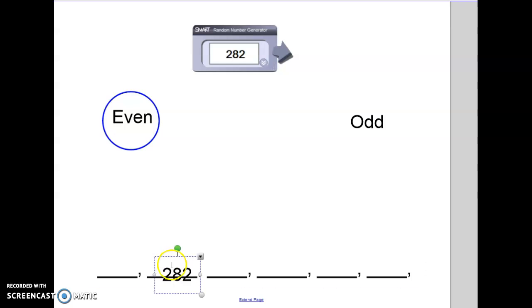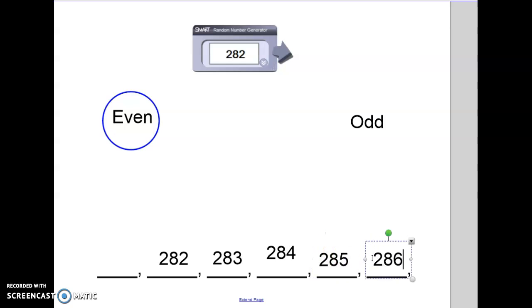So 282, then we would have 283, 284, 285, 286. Now go backwards. 286, 285, 284, 283, 282, and 281.